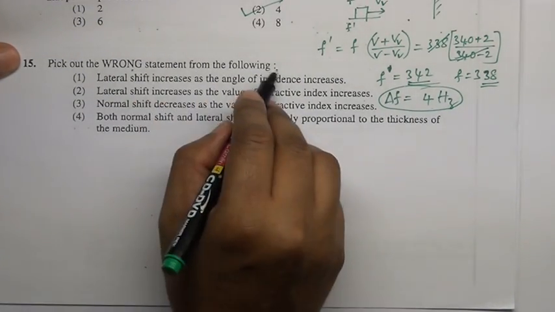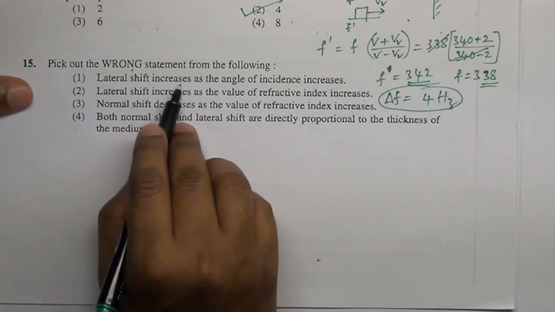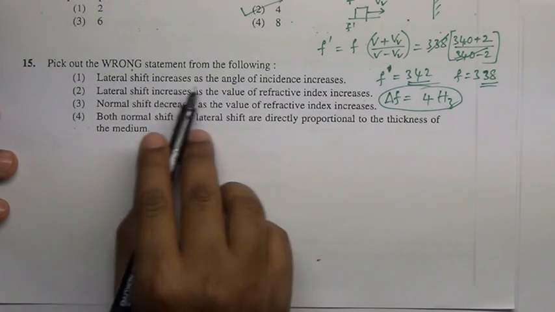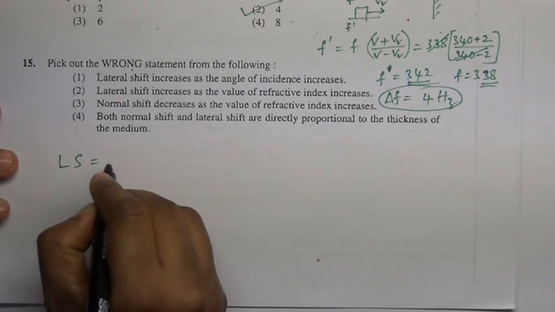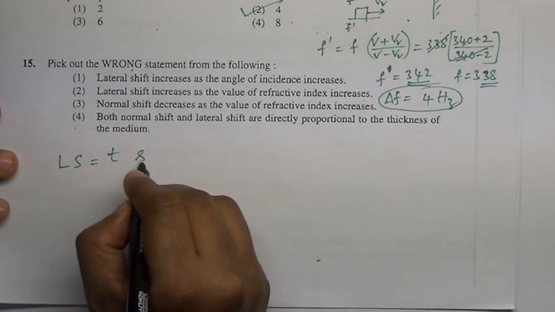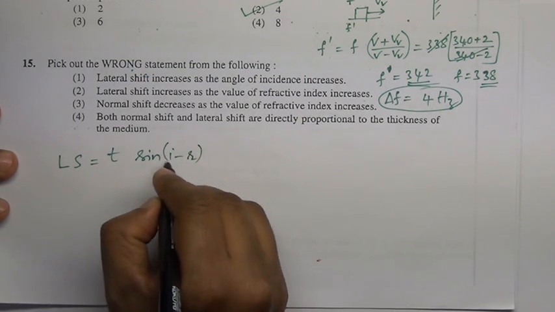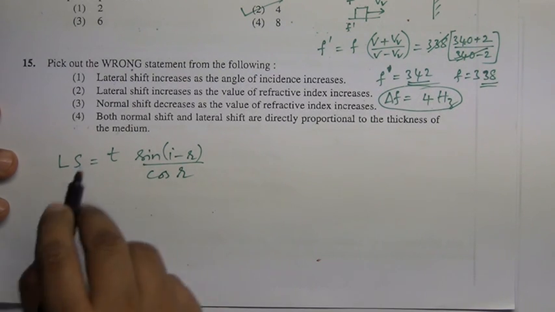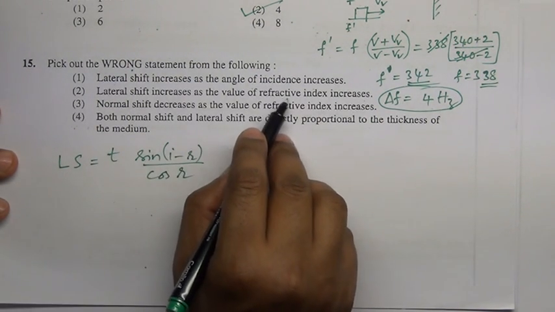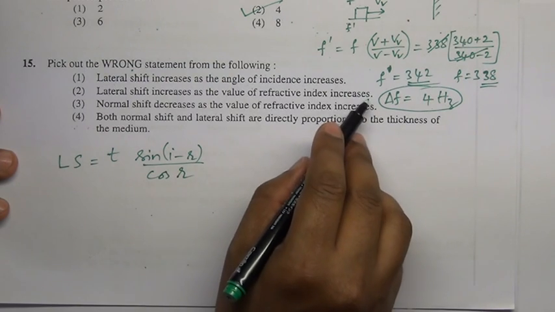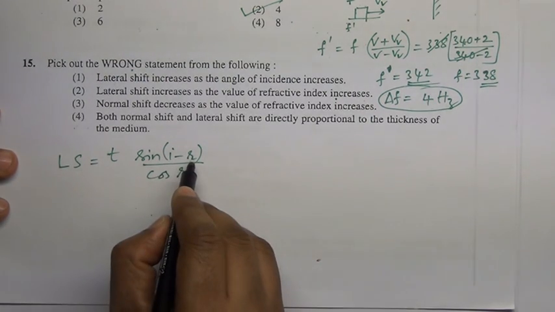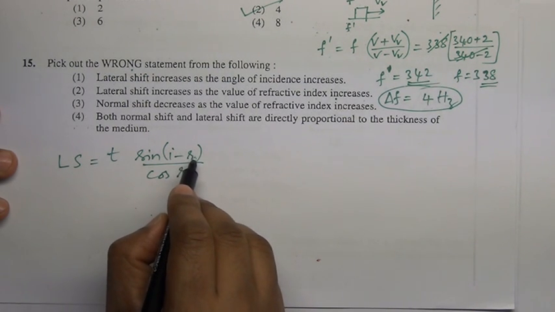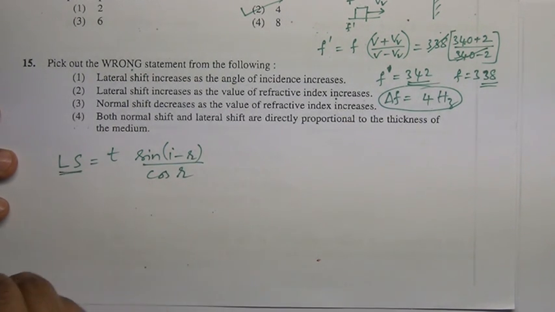Pick out the wrong statement from the following. Lateral shift increases as the angle of incidence increases. Lateral shift is given by thickness into sin(i minus r) by cos r. Lateral shift increases as the value of refractive index increases. Refractive index increases means the r changes, the angle of refraction increases or decreases, thereby it affects lateral shift.